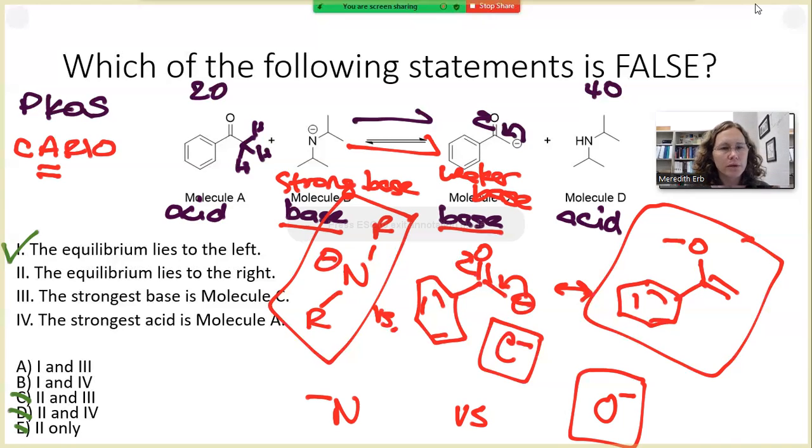Statement 2, the equilibrium lies to the right. That is a true statement. Statement 3, the strongest base is molecule C. Molecule C is the one that we just determined was the weaker base. So that is a false statement. So 3 is also false. Statement 4, the strongest acid is molecule A. And that is a true statement. So answer choice A is the correct answer for this question.